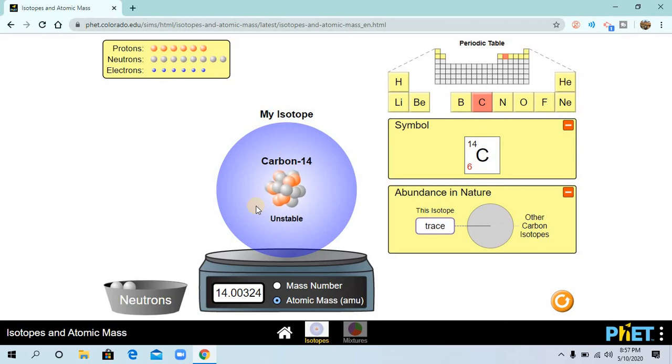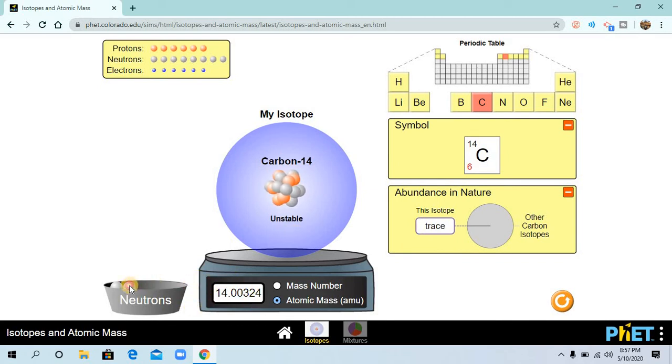Okay, it's carbon-14. It's unstable, although it is also found in trace amounts. That means, like the hydrogen atom, carbon also has three different isotopes: carbon-12, carbon-13, and carbon-14. Right? You can see it here in the symbols, as well as in the abundance in nature. You can even see the atomic mass here, 14.